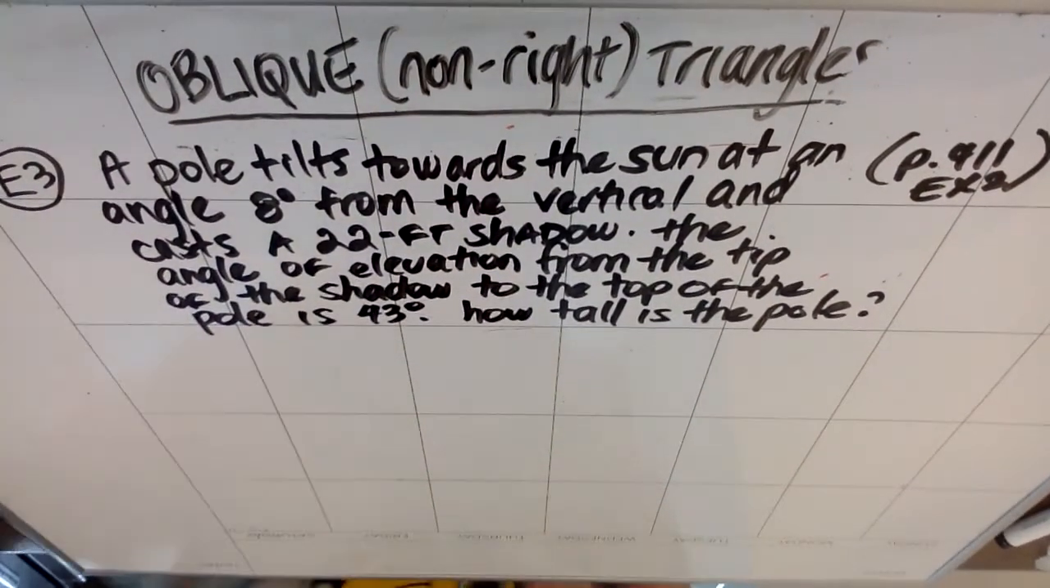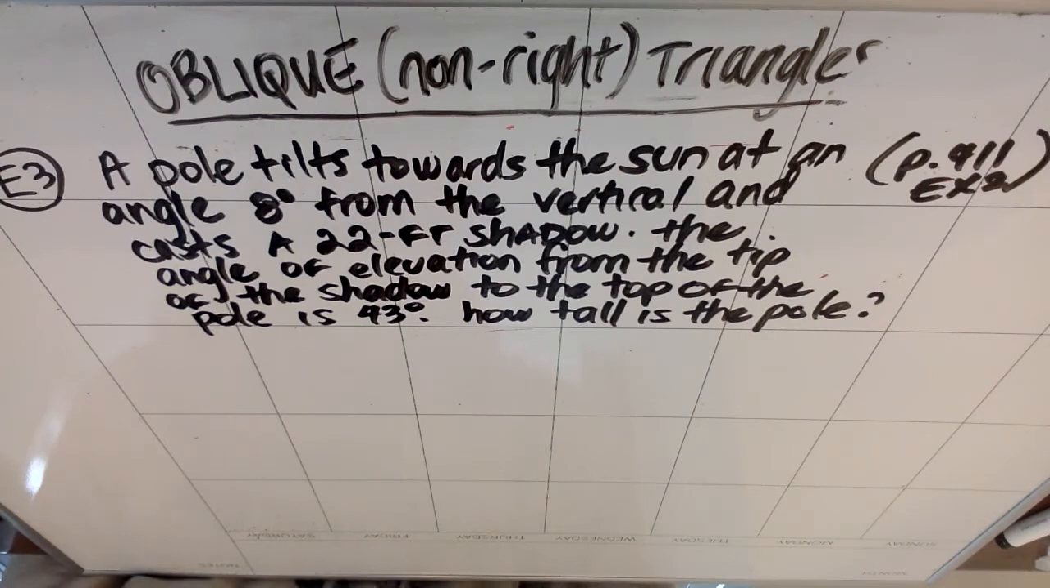Cool. So a pole tilts toward the sun at an angle of 8 degrees from the vertical and casts a 22-foot shadow. The angle of elevation from the tip of the shadow to the top of the pole is 43 degrees. How tall is the pole? Most of us, when we see a word problem, immediately shut down and think, oh no, I can't do this. I hate paragraphs in my math.